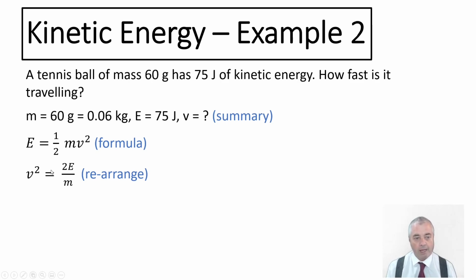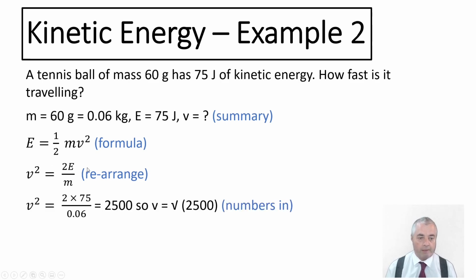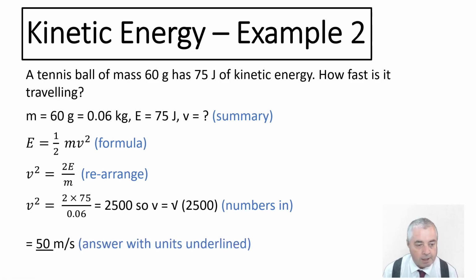That gets rid of the mass. And you could, at this point, put a square root in to find v rather than v squared. But I just decided not to do it that way. I decided to put the numbers in first. So 2, because that's in the formula, 75, E is 75, divide by the mass, which is 0.06, and that gives us 2,500, sorry, 25,000. But that is v squared, so we want the square root of that, square root of 25,000, and that's 50 meters per second.